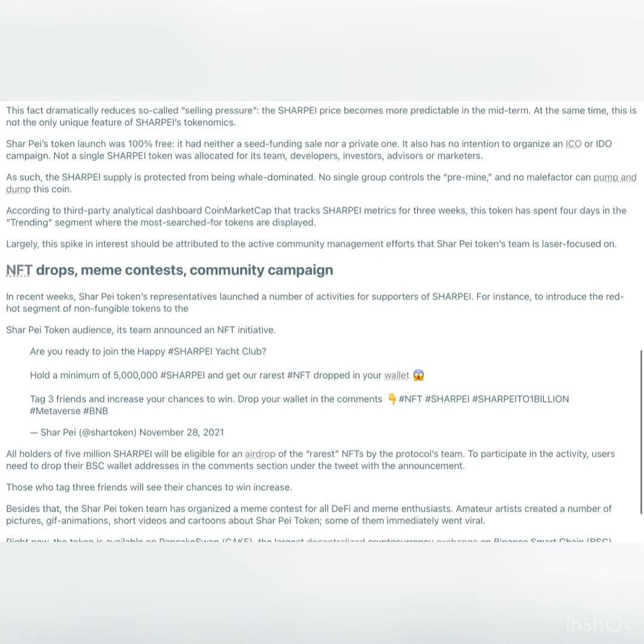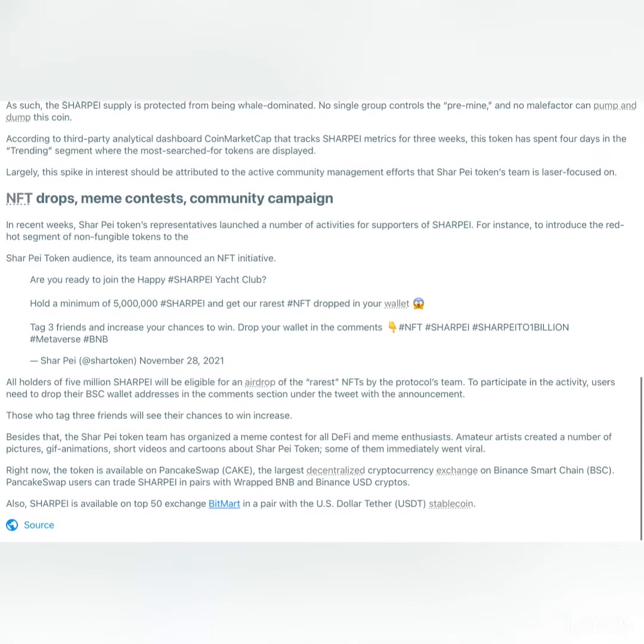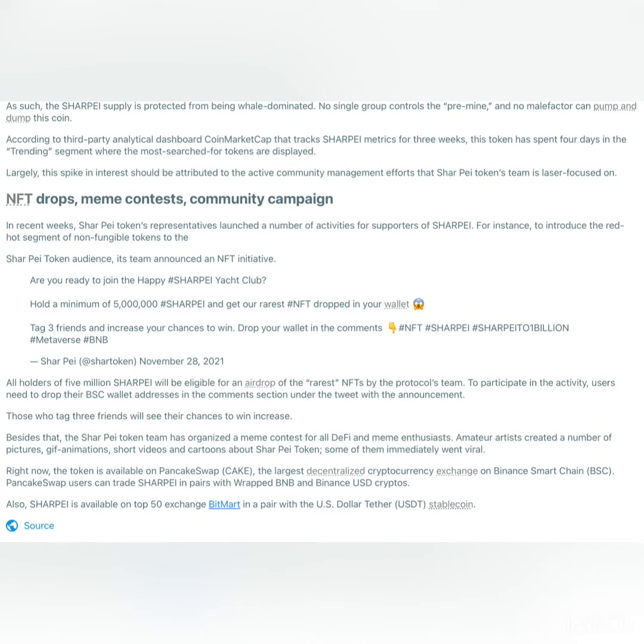According to the third-party analytical dashboard CoinMarketCap, which tracks Shar Pei metrics, for 3 weeks this token has spent 4 days in the trending segment, where the most searched tokens are displayed. Largely, this spike in interest should be attributed to the active community management efforts that Shar Pei Token's team is largely focused on. NFT drops, meme contest, community campaign.